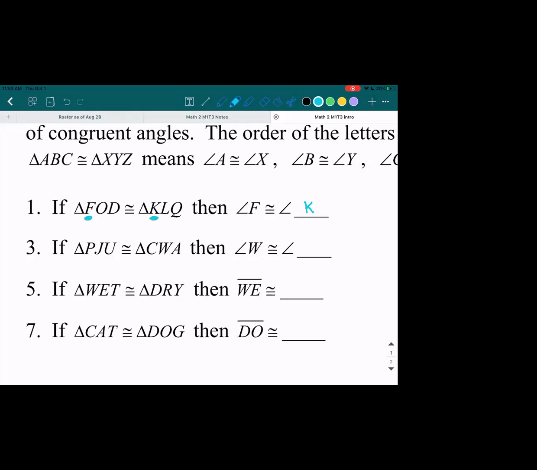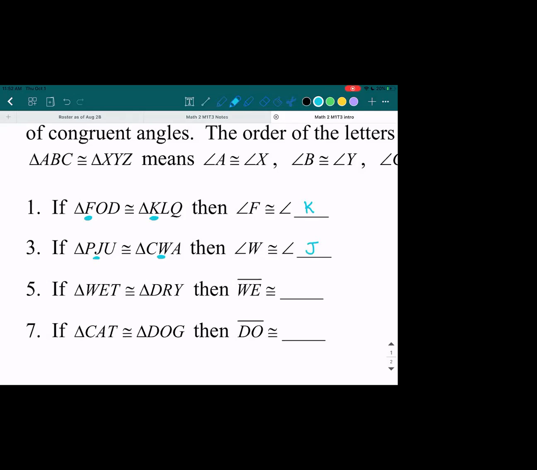Okay, so then if that's the case, no questions, we are going to have you guys help me out with the next one. So we have PJU congruent to CWA, angle W, which is the second one over here, should be congruent to angle what? J. J, yes, because it's the second one over there. Good job.